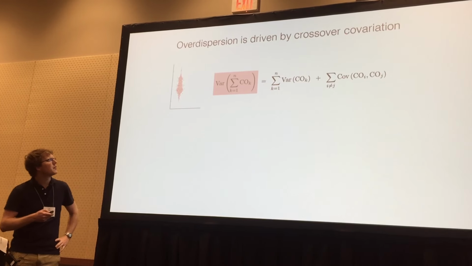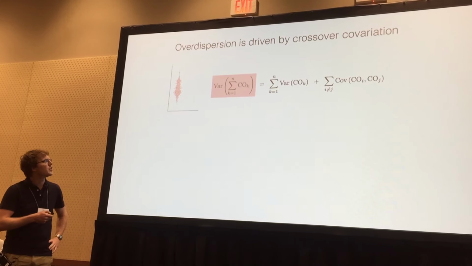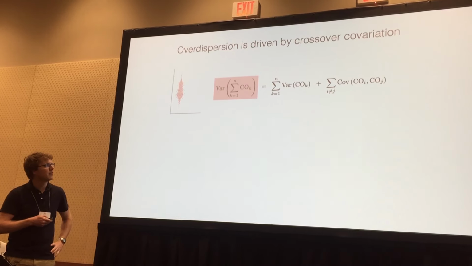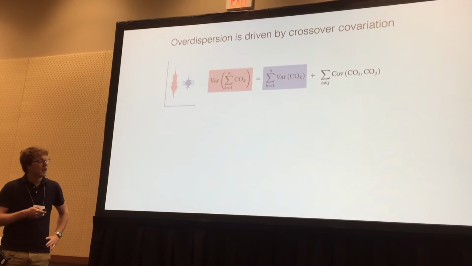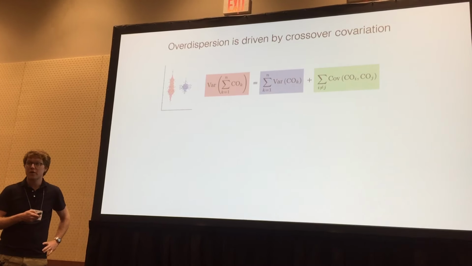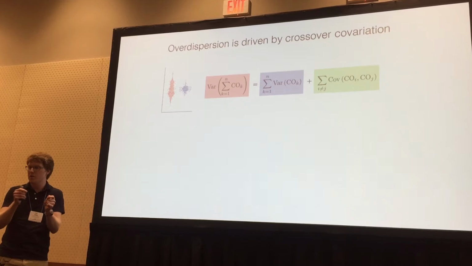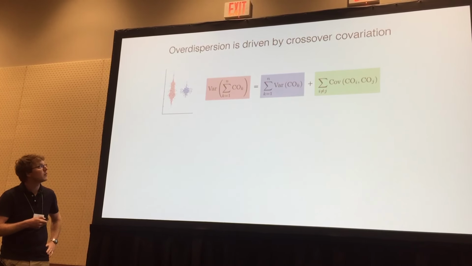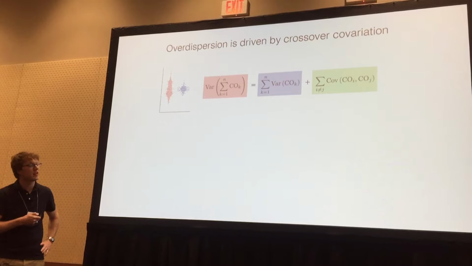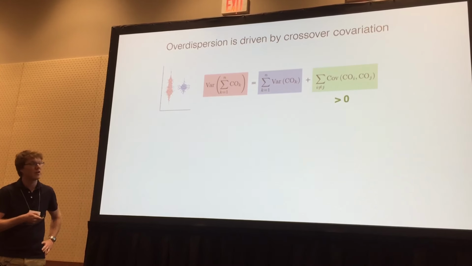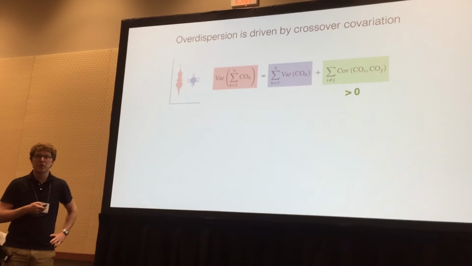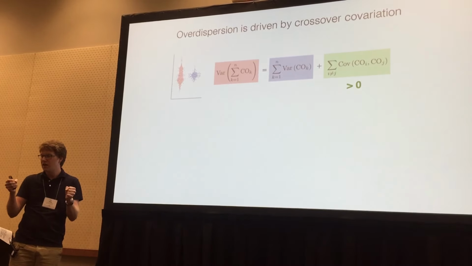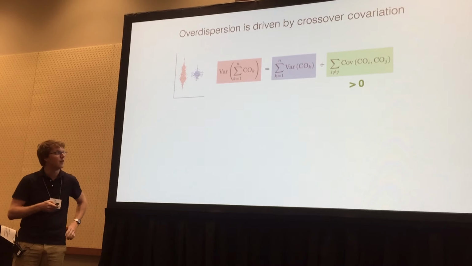We can actually be more precise about this. We can take the total variation in the number of crossovers per nucleus, and we can extract from it the contribution from intrinsic variation in the number of crossovers per chromosome. And what's left is a term due to covariation in the number of crossovers across chromosomes within individual nuclei. The fact that this term in red is bigger than the blue term means that this total covariation term must be positive. That is, the number of crossovers per chromosome co-varies positively across the chromosomes within individual nuclei.